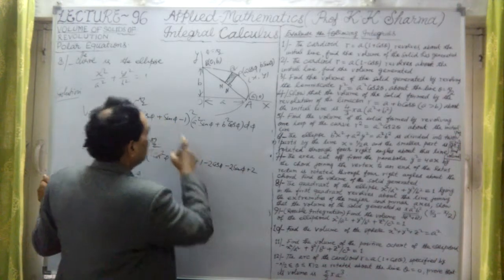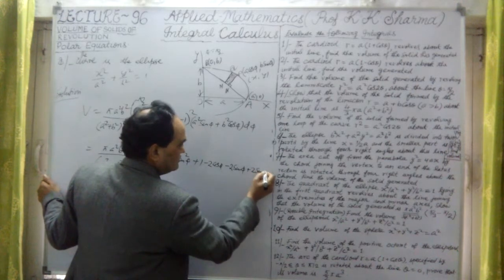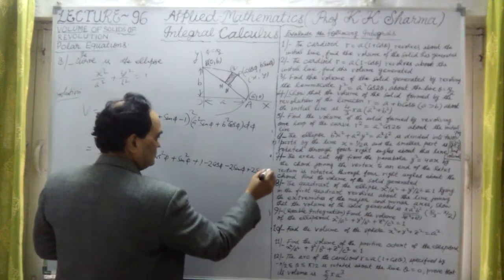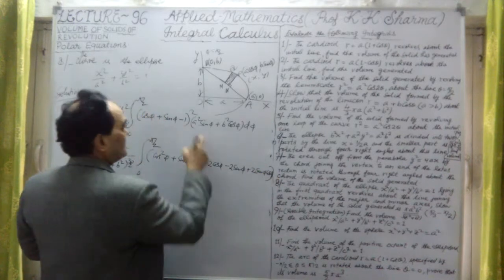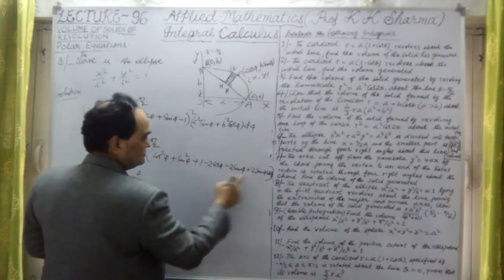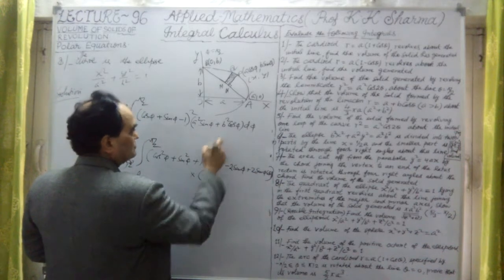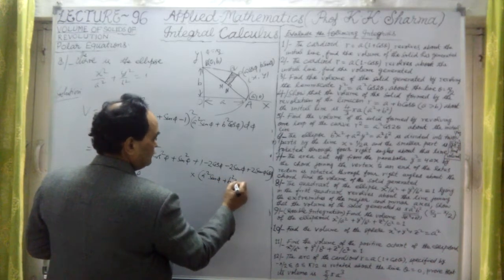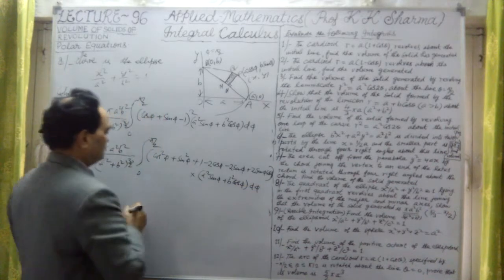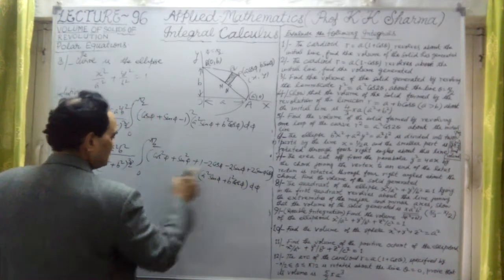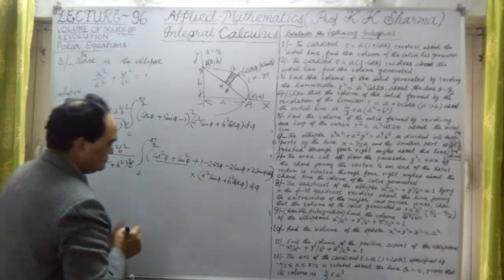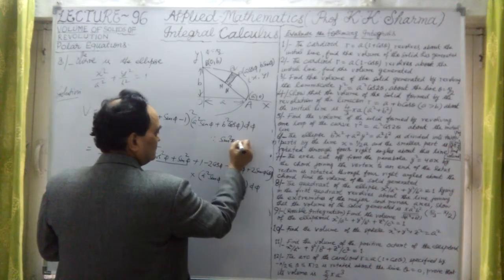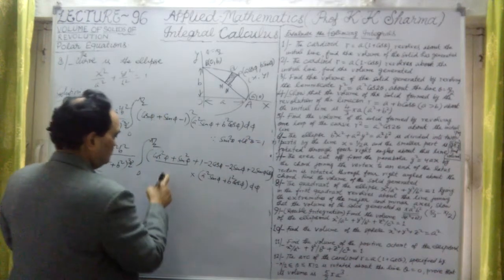Then plus 2 sin phi into cos phi. This is the whole square of cos phi plus sin phi minus 1, opened. Now it is multiplied by this value, a square into sin phi plus b square into cos phi, into d phi. Now sin square phi plus cos square phi is one, a trigonometric identity. Since sin square theta plus cos square theta is equal to 1, we can add here 1.